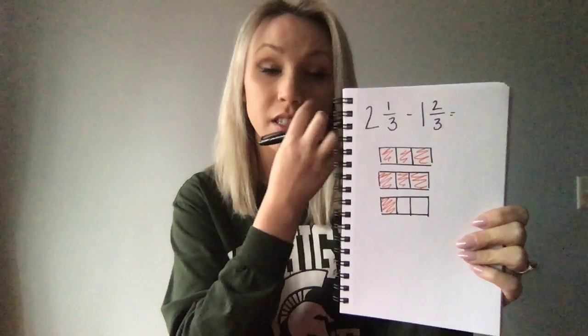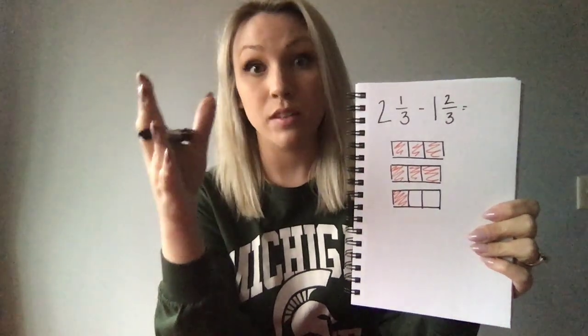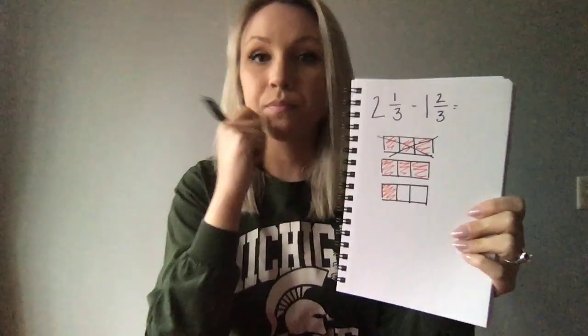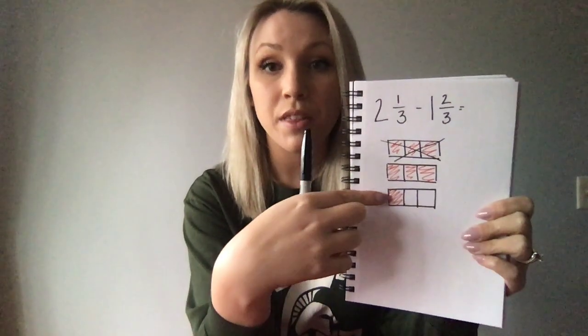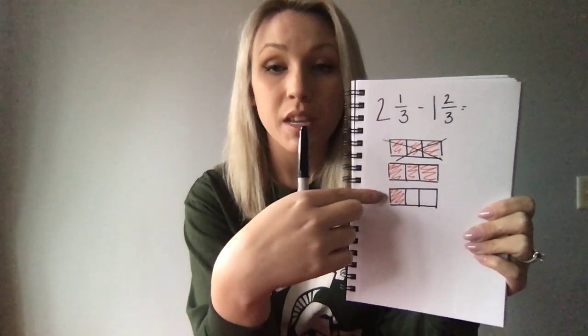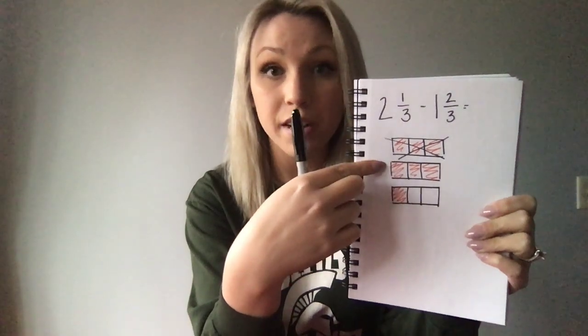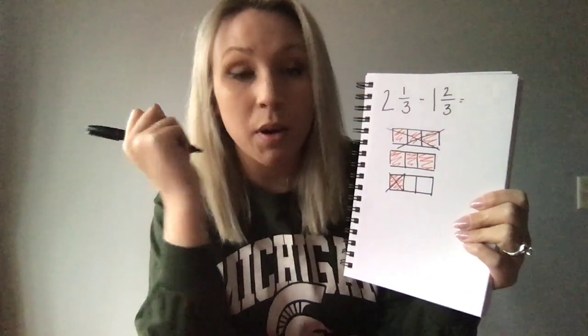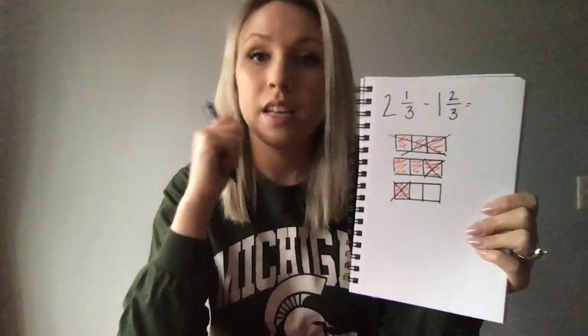So that means I'm going to take away a whole area model. So I'm taking away 1 whole. So I'm just going to cross out 1 whole area model. And now I need to take away 2/3. And whenever I take away the fraction, I always like to start at where the fraction is for the area model, not the whole area model. So I'm going to take away 2/3. So take away 1/3 and 2/3.